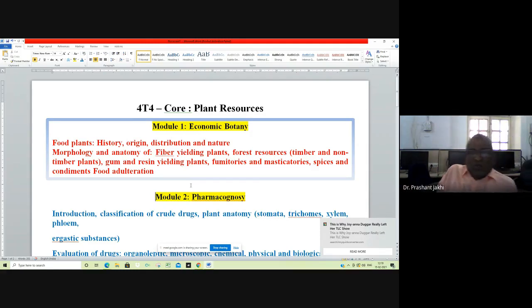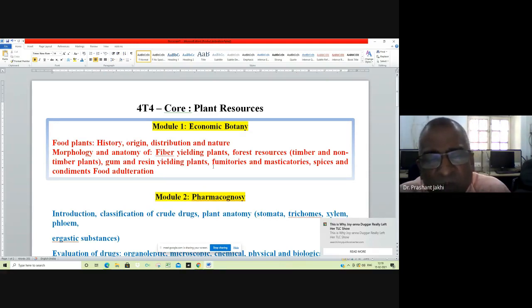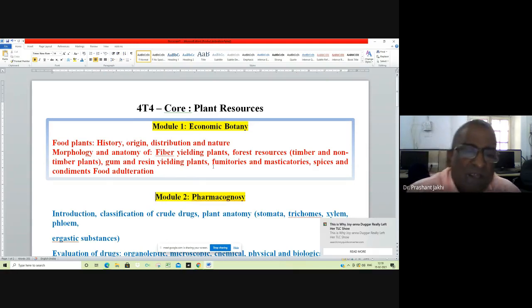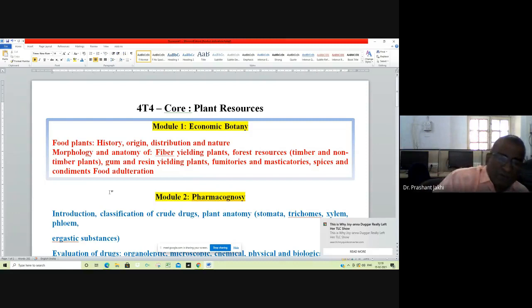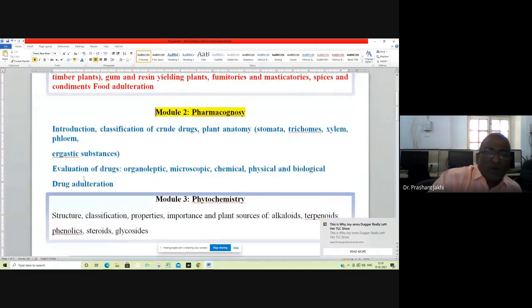So from our module number 1, we are going to study the botany which is used for the purpose of our routine practices related to food material, and we are going to study economic botany, that is history, origin, distribution and nature of different food plants, fibers, different timber and non-timber forest resources, then gum and resin, fumitories and masticatories, spices and condiments, and the different food adulterants that we are going to study from our unit number 1. Then the second and another important module or unit is related to pharmacognosy.